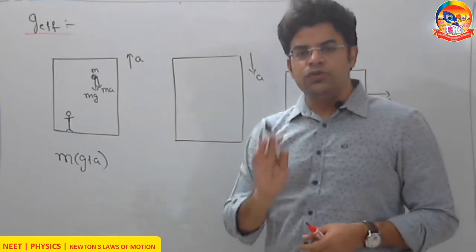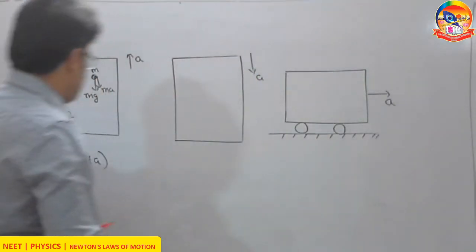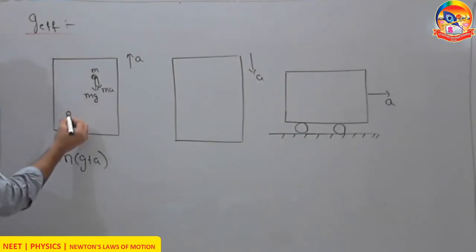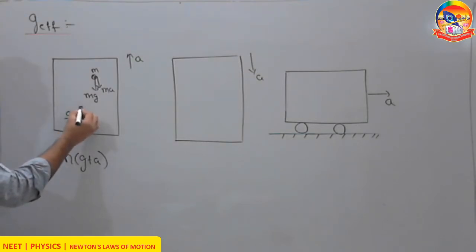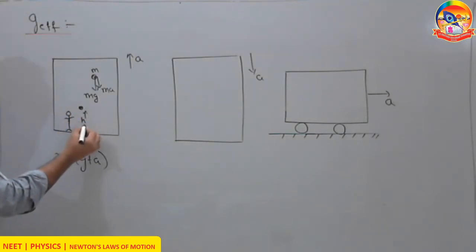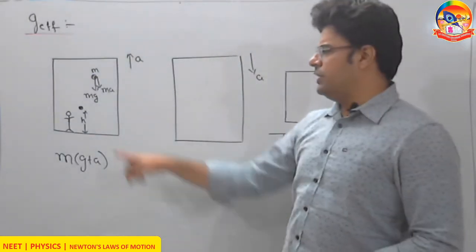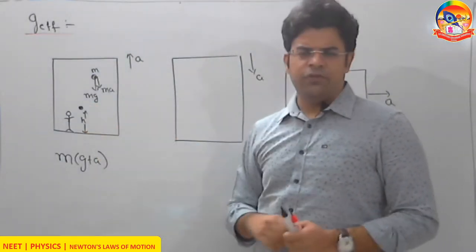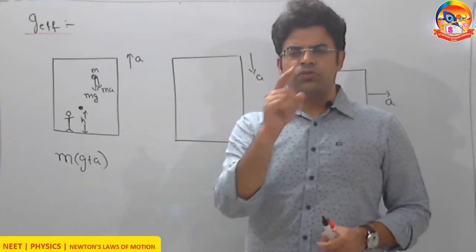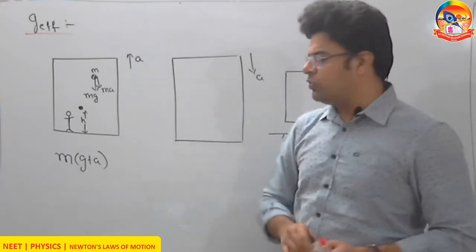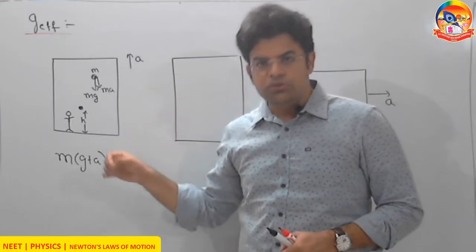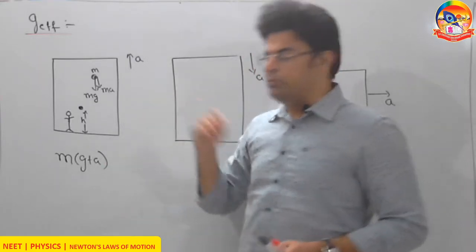Now this is a very useful concept because let's say they ask, as seen by him, he releases a particle from height h, how much time it will take for the particle to hit the floor of this lift. So you can simply write h equals half times g plus a into t square. Just like you used to write g, in place of that write g plus a.